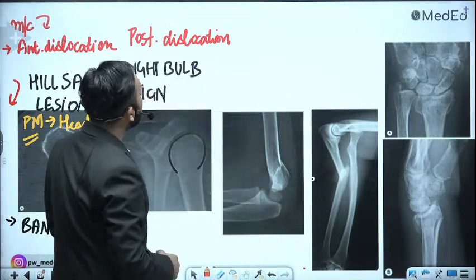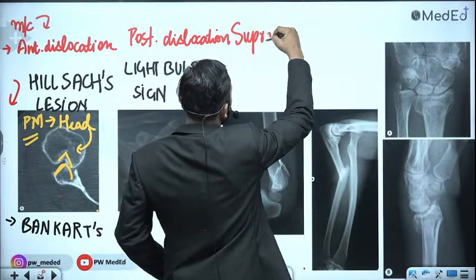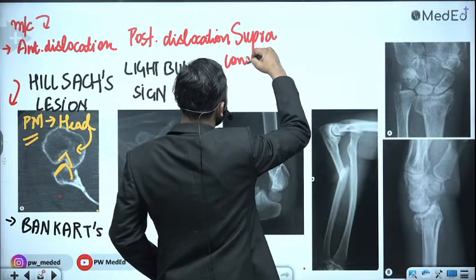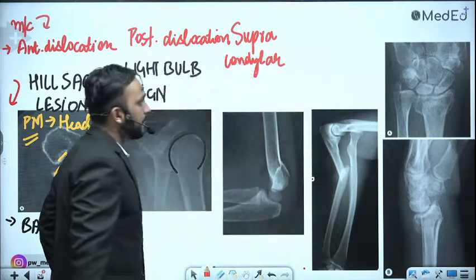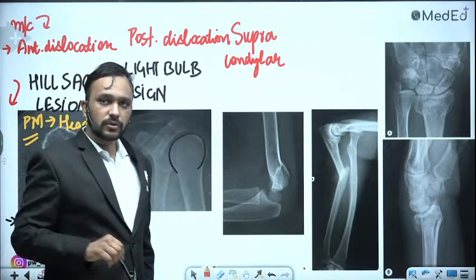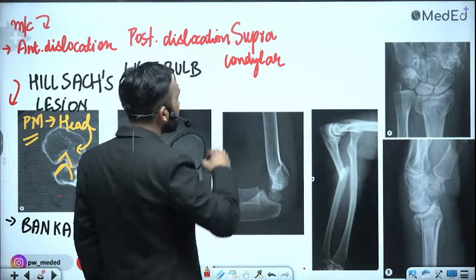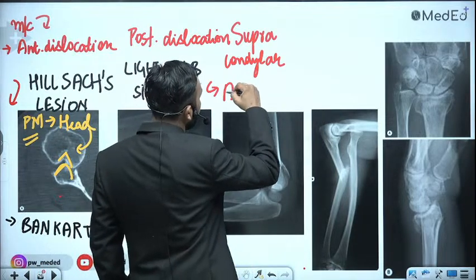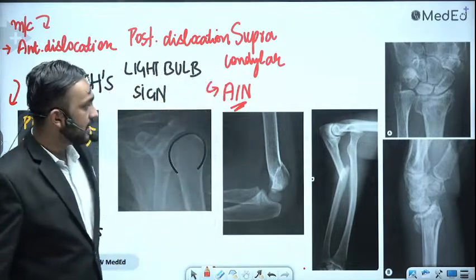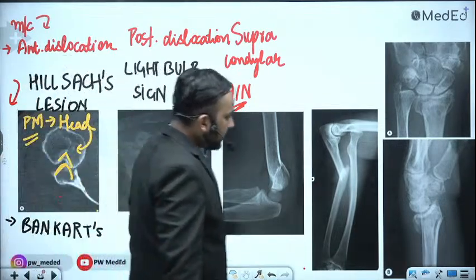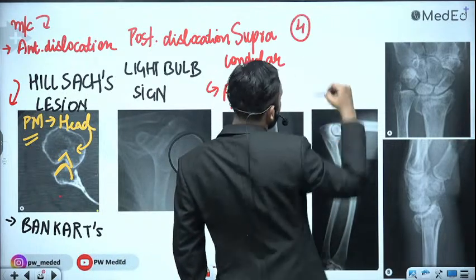And guys, that is seen in a case with supracondylar humeral fracture, right? And you should also know what is the most commonly injured nerve in a patient with supracondylar fracture. That is the anterior interosseous nerve. That is the most commonly injured nerve, right?